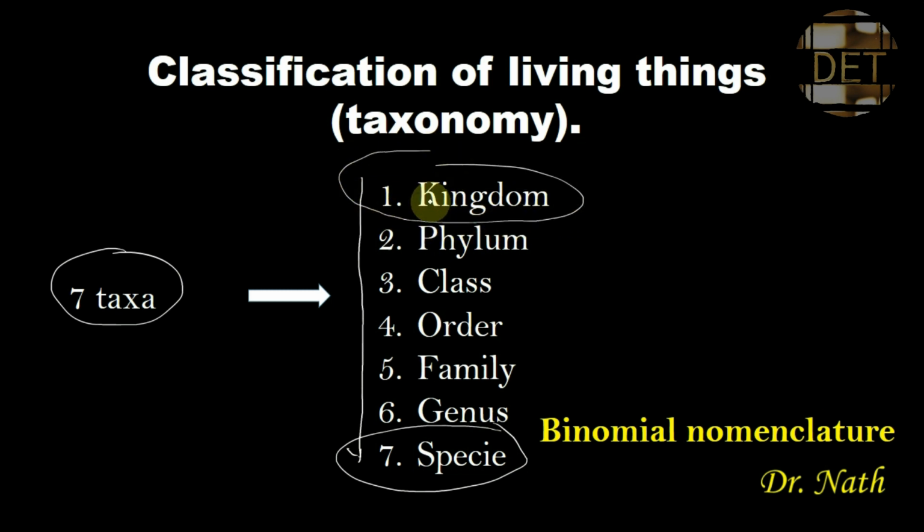One more important thing to note from these 7 taxa is that we can get the binomial nomenclature of any organism we're classifying. The binomial nomenclature is a system of naming living things. Bi means two, nomial means name, while nomenclature is name. So we can get the binomial nomenclature of any particular organism from these 7 taxa.